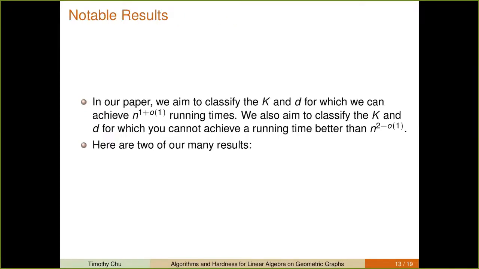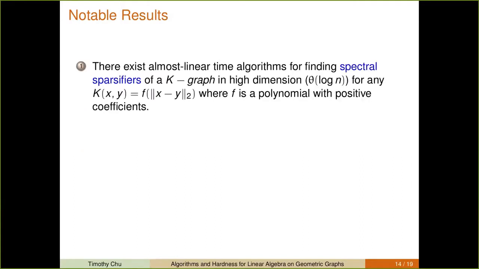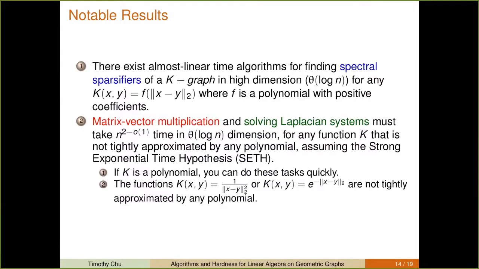So the basic idea of our work is we want to know for which k and which dimensions d we can find close to linear running times, and for which k and which d you cannot do better than quadratic running time, right? So algorithms and hardness. And here are 2 of our results. We have an algorithmic result and a hardness result.